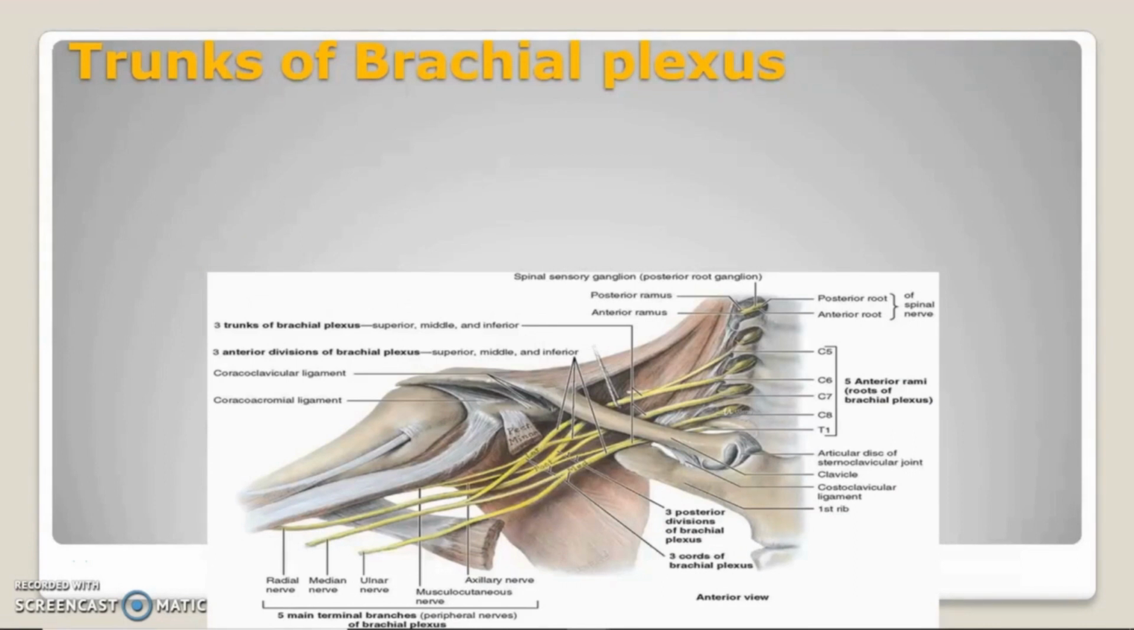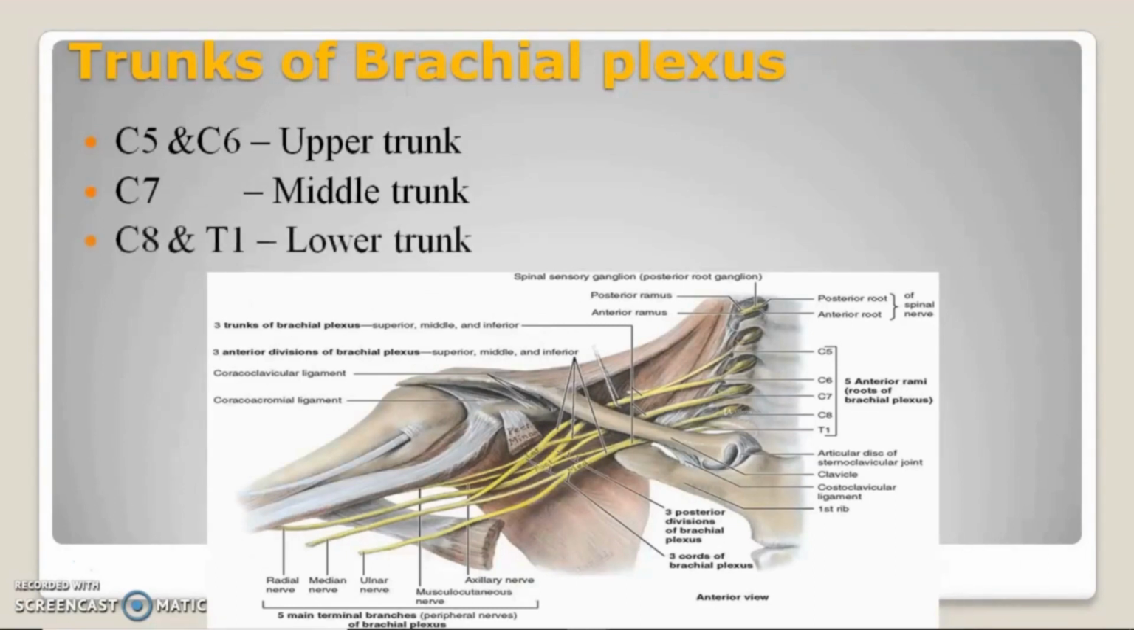How is it going to form trunks? So we have 5 roots and 3 trunks. Now we will see the trunks. We have the upper trunk, middle trunk, and then the lower trunk. The upper trunk is formed by the union of C5 and C6. So the C5 and C6 spinal nerves together form the upper trunk.